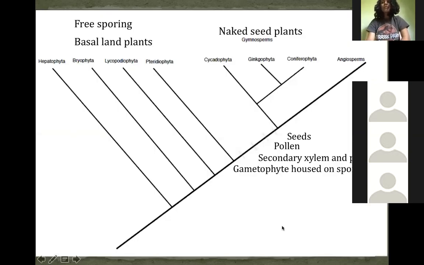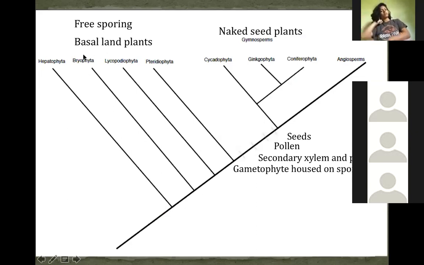So this is the phylogenetic tree of the groups that we're going to be looking at. Over here on the left, we have the free sporing basal land plants. All the way here on the left side is the liverworts. You guys know the liverworts as Marchantiophyta. Hepatophyta is the old name for the liverworts. We now refer to them again as Marchantiophyta, but if you see Hepatophyta anywhere, it's just the old name for the liverworts, but same group.